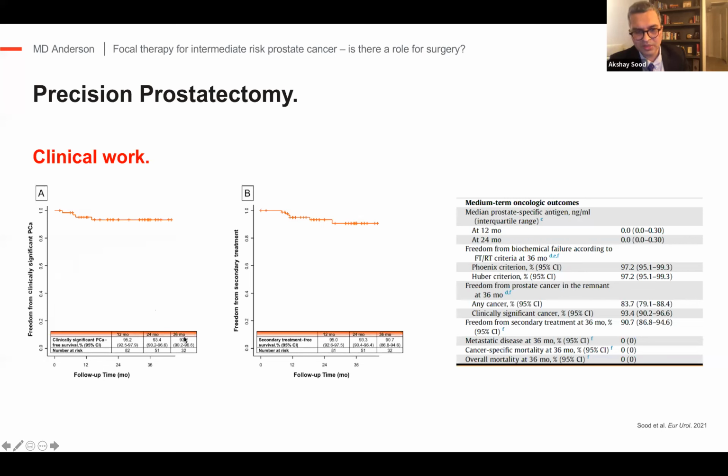So we believe there is definitely some role for precision prostatectomy in the setting of patients who want to preserve their functional outcomes in localized prostate cancer. So again, going back to the PSMA study, all this work was done just with the help of transperineal saturation biopsy with or without multiparametric MRI.